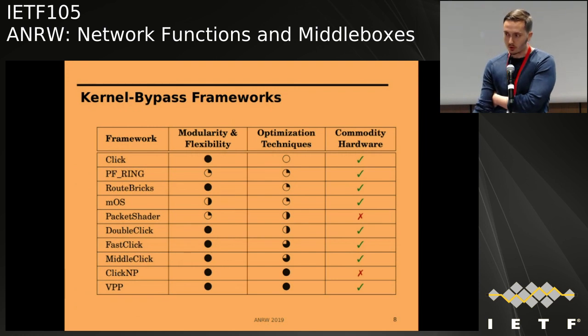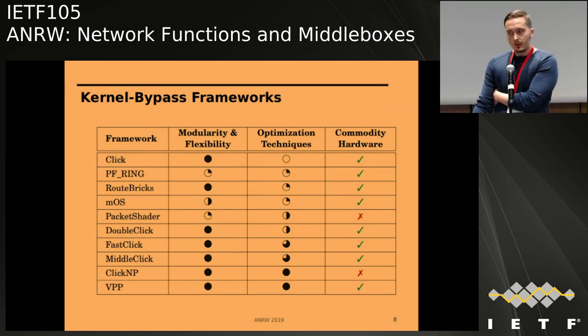So this is a short state of the art of existing kernel bypass frameworks. First, there is Click, which was one of the first to introduce modularity in the form of Click elements, which are sets of related packet processing functions that the user combines to create their own packet processing pipeline. But it is kind of old and not much optimized. Then there is PF_RING, which improves the performance of packet capture, but this is too narrow for us.